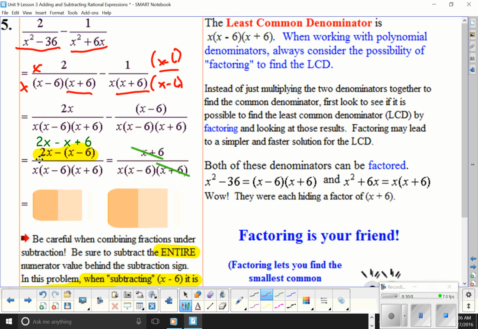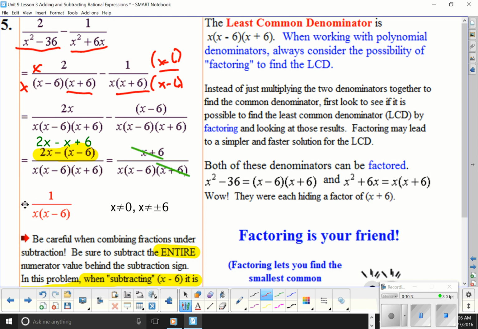Here, 2x minus x plus 6. Distribute the negative. Distribute that minus. Then, once I have that all set up, I've got 2x minus x, which is just x. This leaves me with x plus 6 in the numerator. I have an x plus 6 in the denominator. It reduces to x, or to 1 over x times x minus 6.